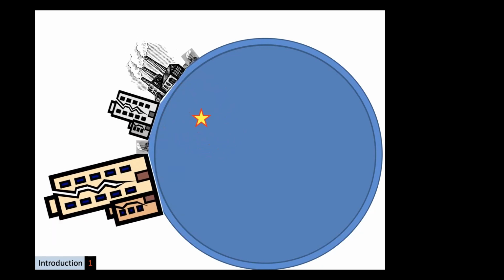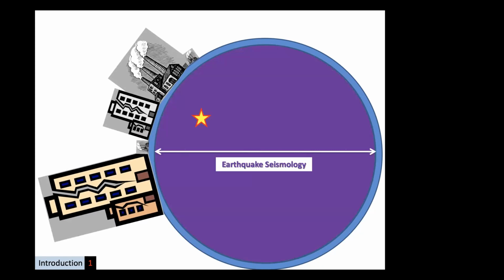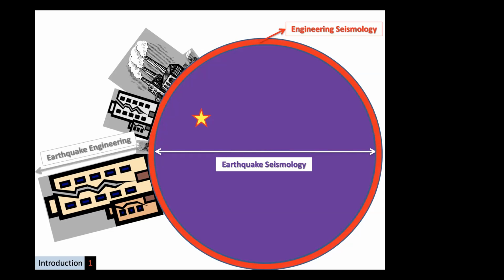Generally, we can split the earthquake-related studies into different branches. One of them is earthquake seismology, which is somehow related to the deeper structures in the earth. The other one is engineering seismology, which is the topic of this lesson, and it's related to the ground motions caused by earthquakes at the surface or very near the surface of the earth. The other field is called earthquake engineering, which is concerned with the effects of the earthquake on our structures.